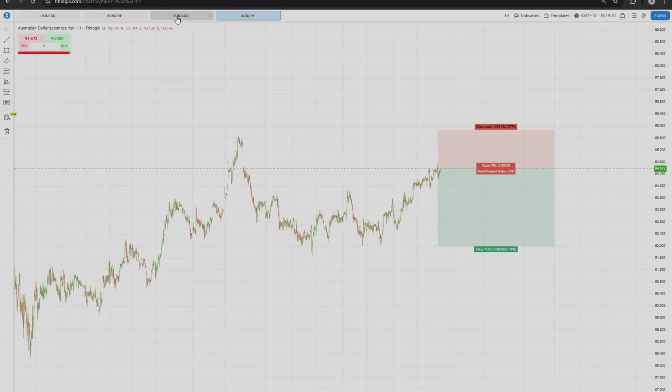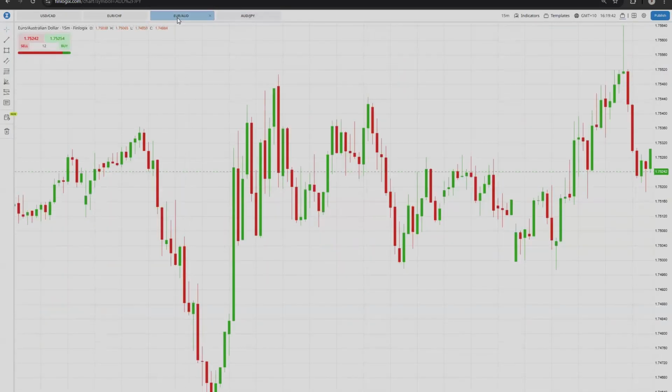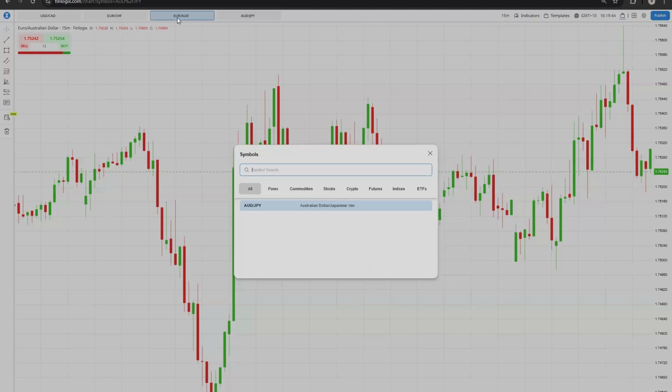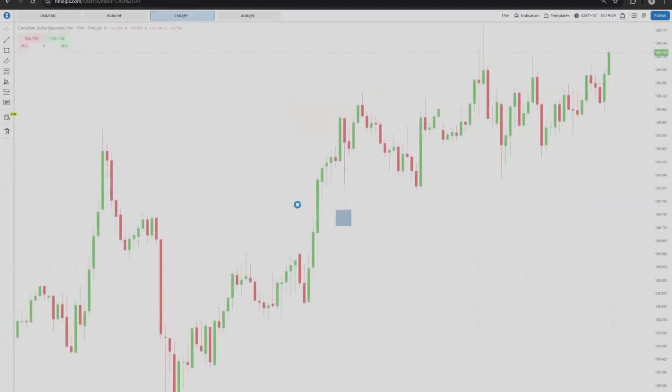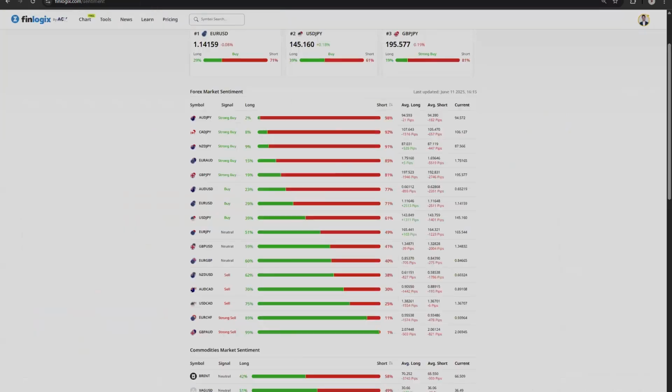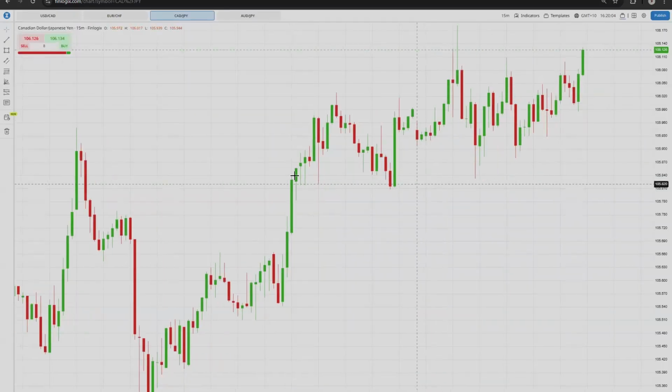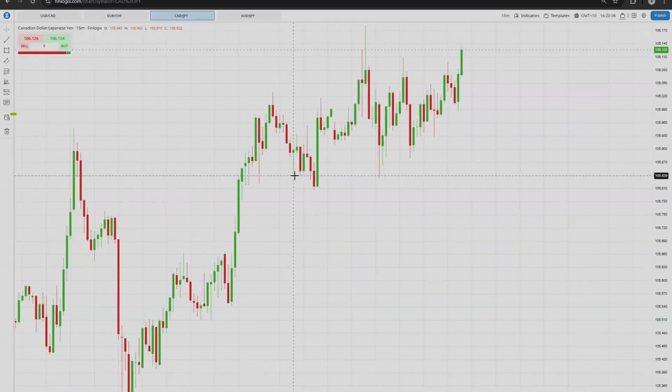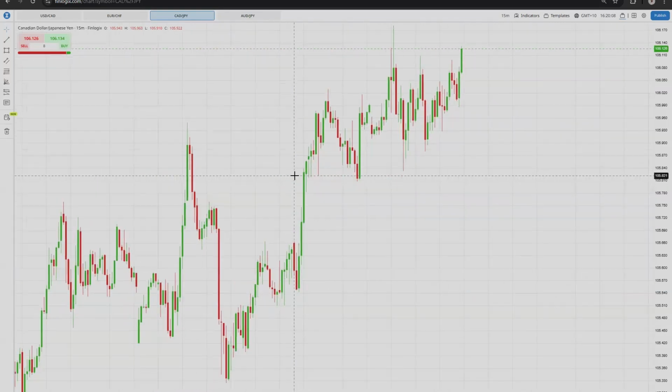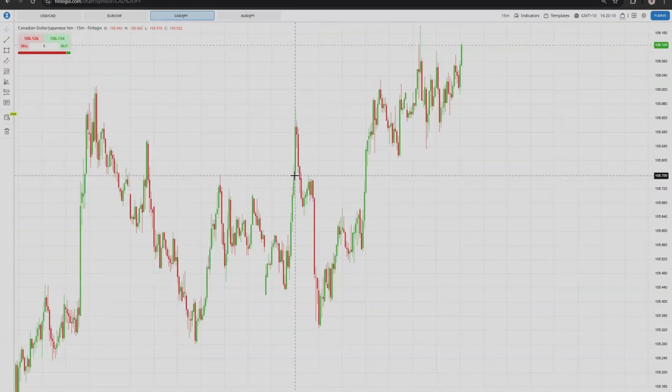CAD Japanese yen, same thing. Looks like we're going to have a little bit of outflow from other currencies and an inflow into the Japanese yen. So this one is looking to sell as well because it's below 10%. Let me zoom out and have a look at it.